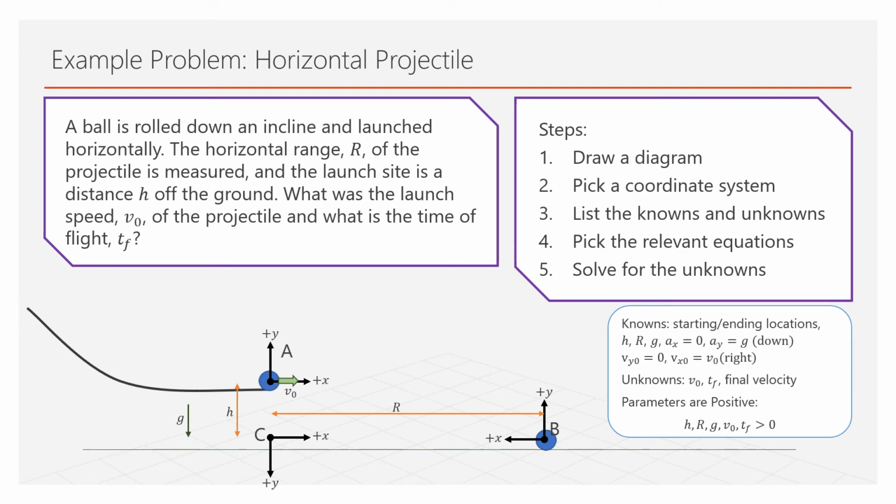My personal choice will be to define all of the symbols as being positive quantities. So h, r, g, v0, and tf are all positive values. If any of them happen to need to be negative, I will explicitly put in a negative sign. You should note that some authors don't make this convention. Some authors, for example, may take h to be a negative value.